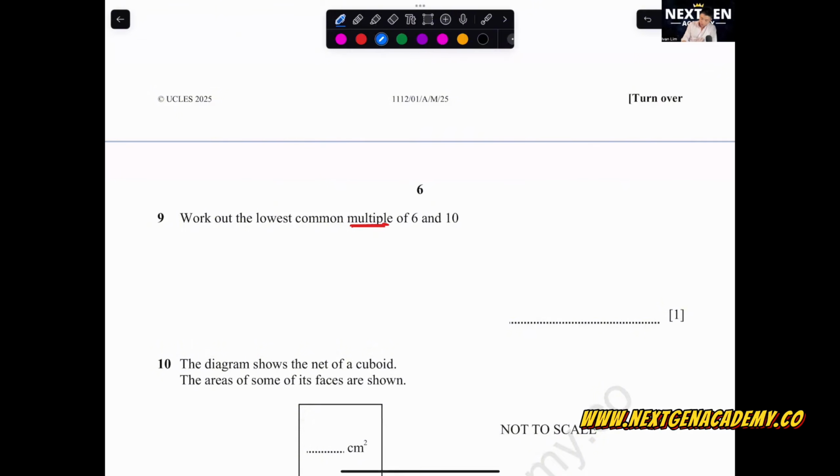Your multiples of 6 are 6, 12, 18, 24, 30, 36, and so on and so forth. Multiples of 10: 10, 20, 30, 40. Okay, you want to see which is the lowest common multiple. Understand? These 2, this is if you list it all out. So this is the first method.